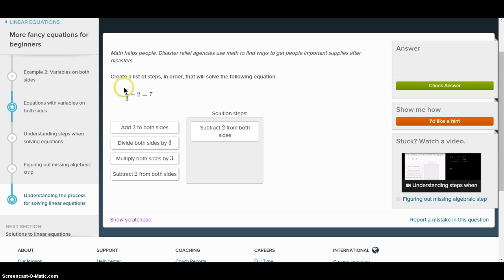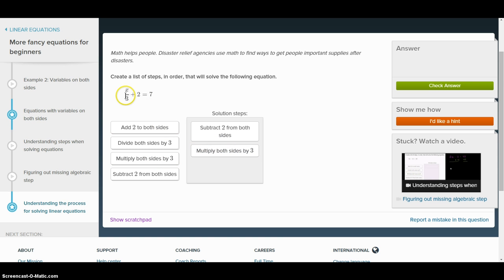And so we're going to be left with x over 3, and that's x divided by 3. The way we get rid of dividing by 3 is we're going to multiply both sides by 3. If we have 3x over 3, that's the same as having x. And so we're going to multiply both sides by 3, and that will leave us with the answer.